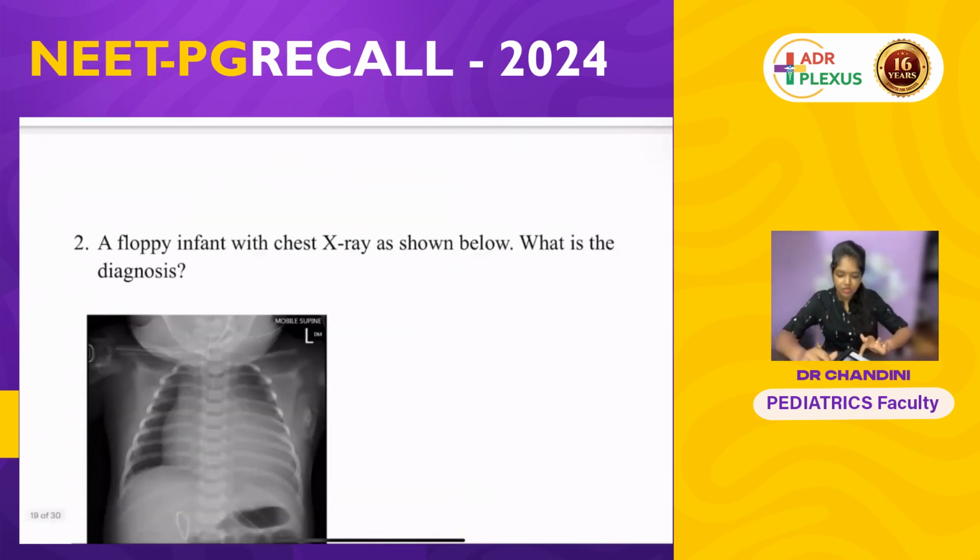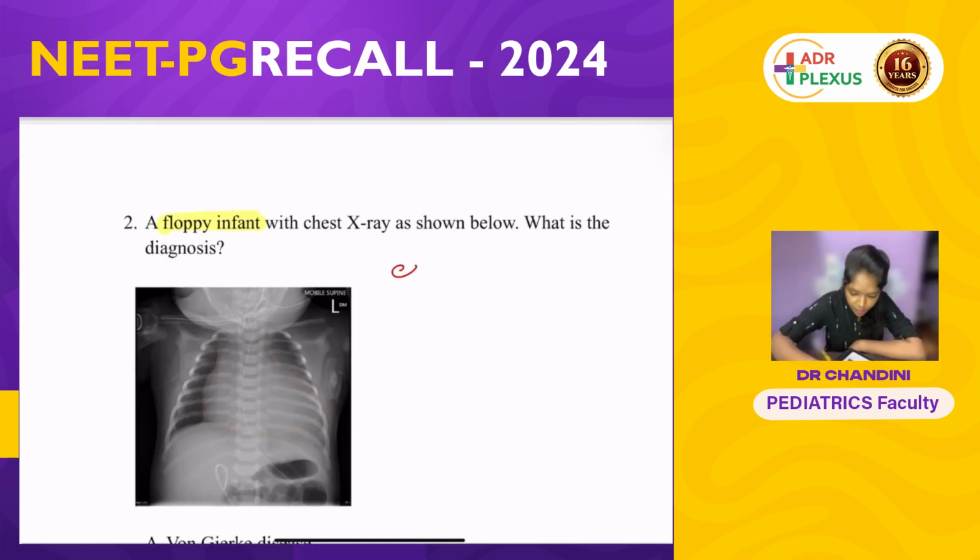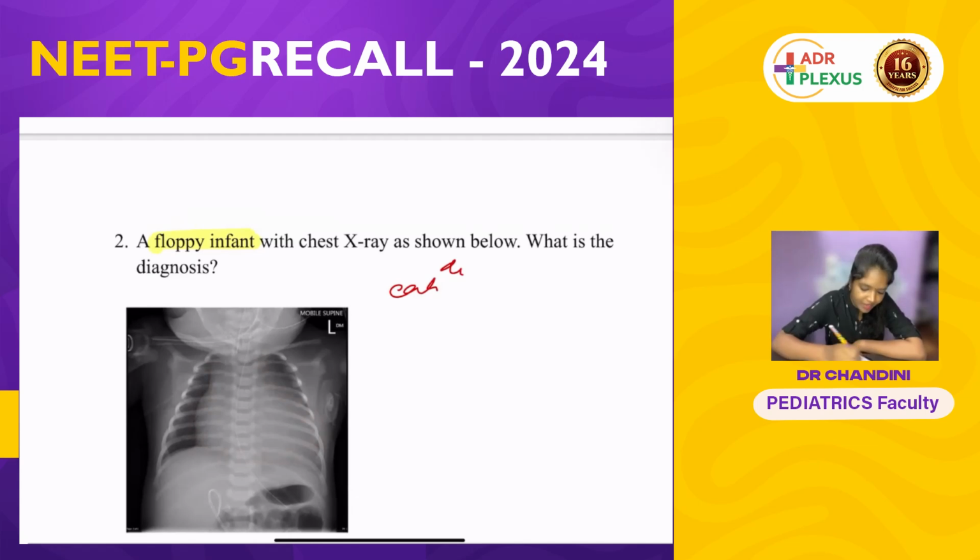Yes, next question. So this was the scenario given: a floppy infant, an infant with hypotonia, and then an X-ray was given. The X-ray showed a huge heart. So many people got confused with TGA, TAPVC, and all. The classical clue they gave here is a floppy infant. So hypotonia with cardiomegaly, cardiomyopathy. What is the diagnosis? Yes, we have discussed this already.